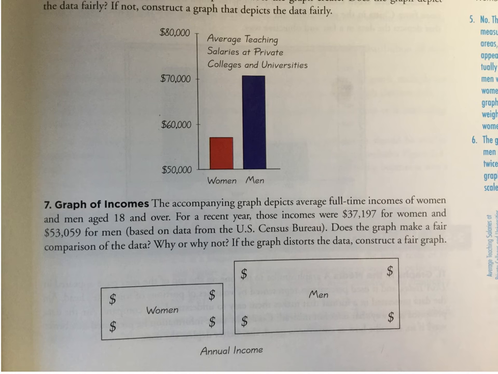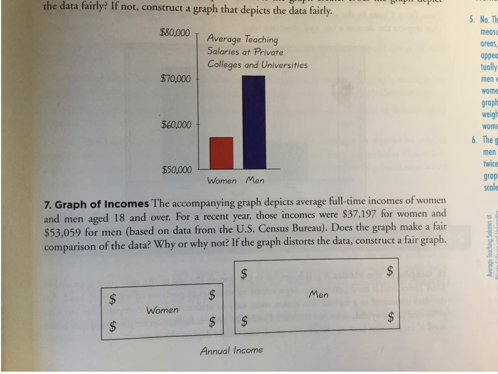Hi guys, this is the key for numbers 6 and 7 on page 73, the assignment for last night, or yesterday's classwork, I guess. The first problem here, number 6, is showing the graphs of teaching salaries at private colleges and universities, and you're to answer the question, what impression does the graph create, and does the graph depict the data fairly? And if not, construct a graph that actually depicts the data fairly.